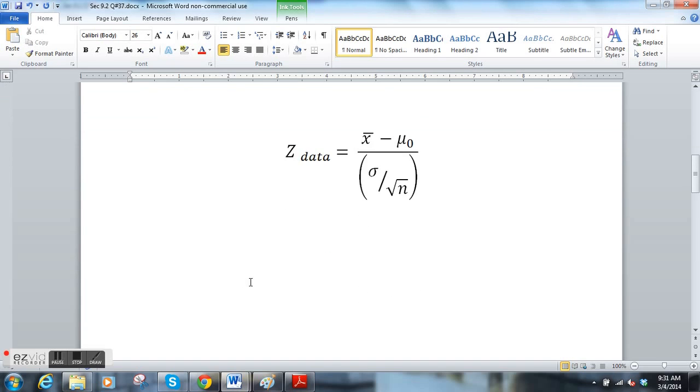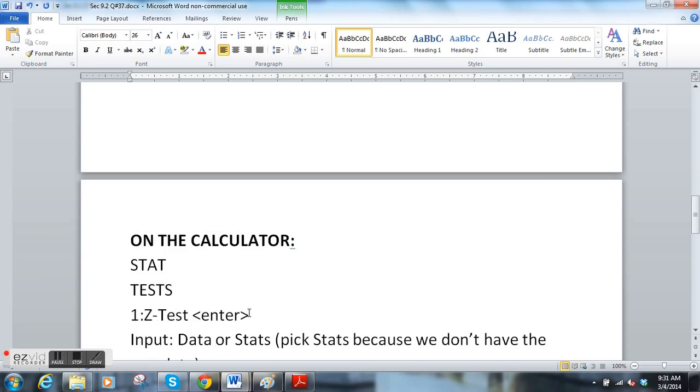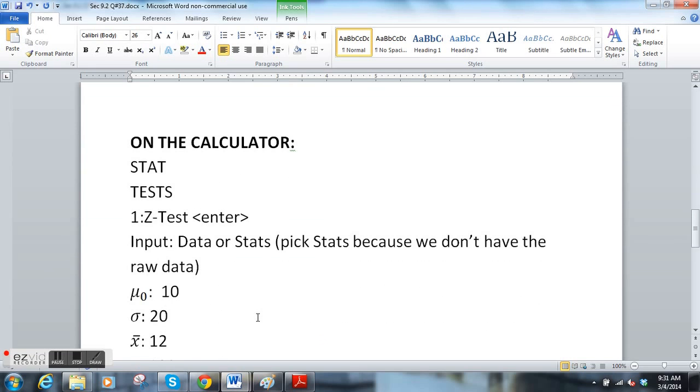So on the calculator, which is how most of your fellow students will be doing this, you want to go to stat, right here, and then once you hit stat, you arrow over to tests, and then the first one here is 1-sample z-test. So arrow down there, and then hit enter. And then for input, you have to highlight either data or stats, and you want to pick stats.